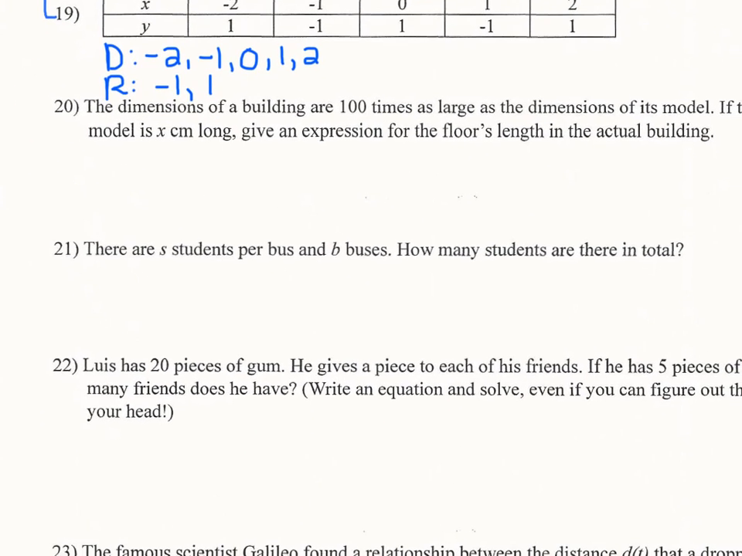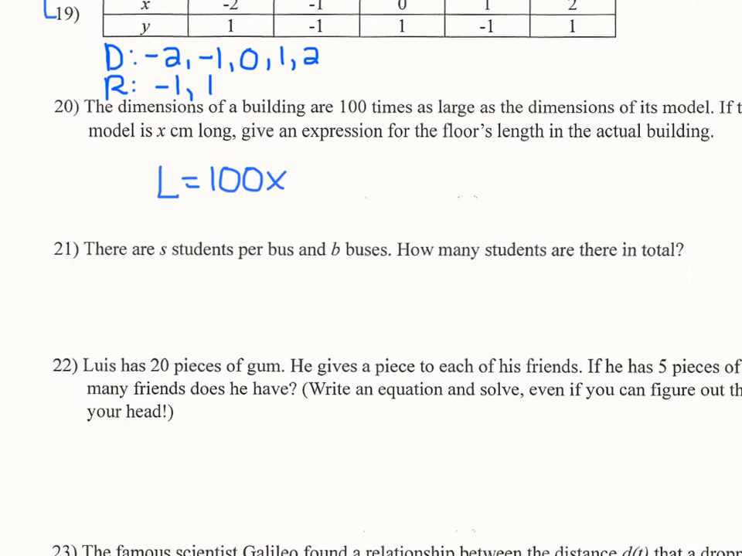Okay, let's take a look at 20. These next few are asking you to write some expressions and equations. This goes way back to like the first couple of days of school. The dimensions of a building are 100 times as large as the dimensions of its model. If the model is x centimeters long, give an expression for the floor's length in the actual building. So we know the model is x, and the building is 100 times as large. 100 times is sort of the phrase I want you to hone in on. That makes it so that the floor's length is equal to 100 times the model. So it would be 100x. That's all that's asking you to do.